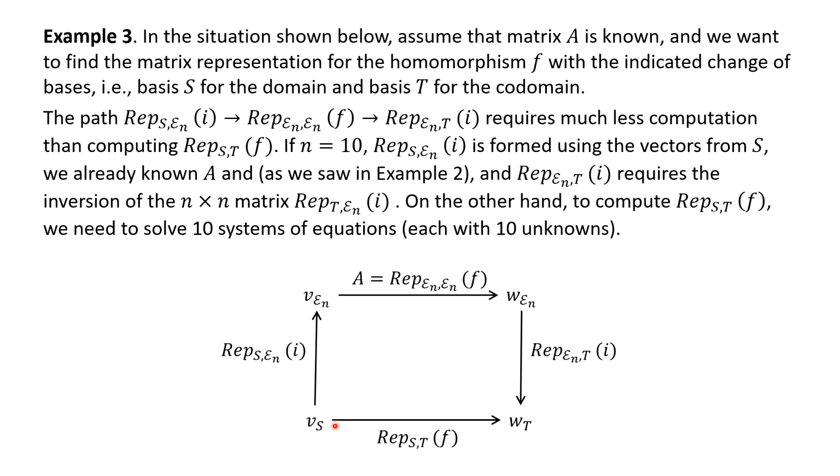Now going this way here, as we saw in example 2, we had to solve two systems of equations. We had to take the f of each vector in S and then write it in terms of t. But if you have 10 basis vectors, for example, now you have to solve 10 systems of equations, each with 10 unknowns, and that's far more work than this other approach going this way here. So as the number of basis vectors gets larger, it becomes really prohibitive to go this way.